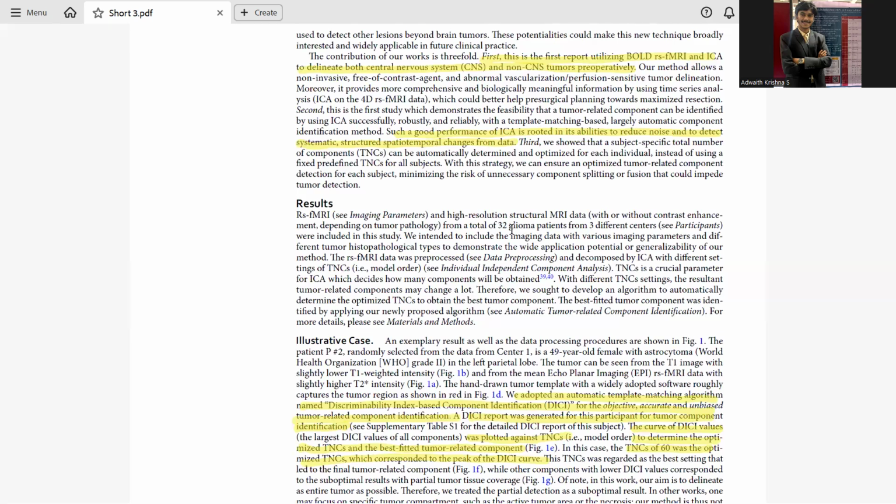So what they did with ICA is, first of all, the RS fMRI data undergoes decomposition. That is, independent component analysis is used to extract spatially independent components which could represent different brain networks or sources of noise. The main goal here is to identify components that correspond to tumor-related activity or alterations in brain networks caused by the tumor. Now, there is this entity called total number of components. Before I make this more complicated, let me simplify this a bit.